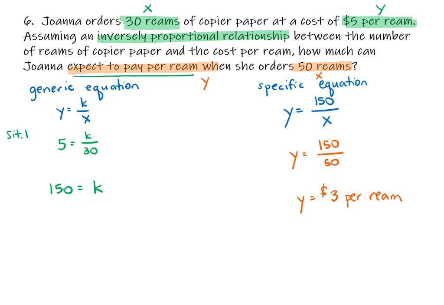So once again, the way we're setting it up is generic equation, substitute in my y and my x to solve for my k, plug the k into the equation, substitute my x to be able to solve for the y. And then there we go, we have our final answer.